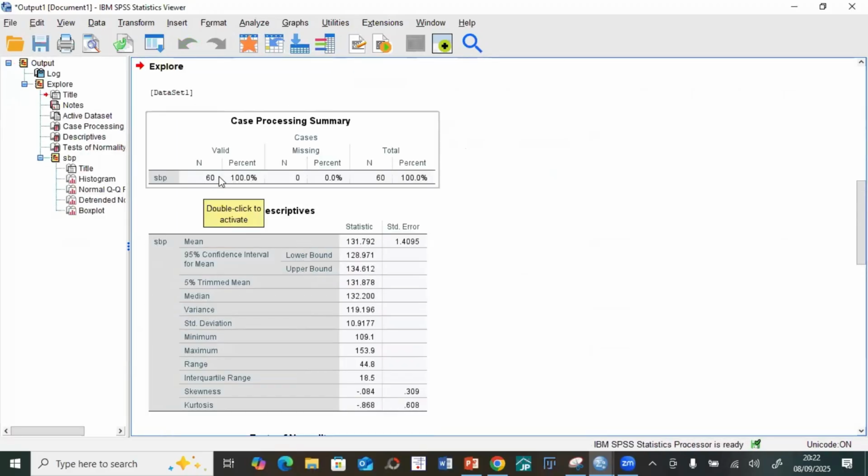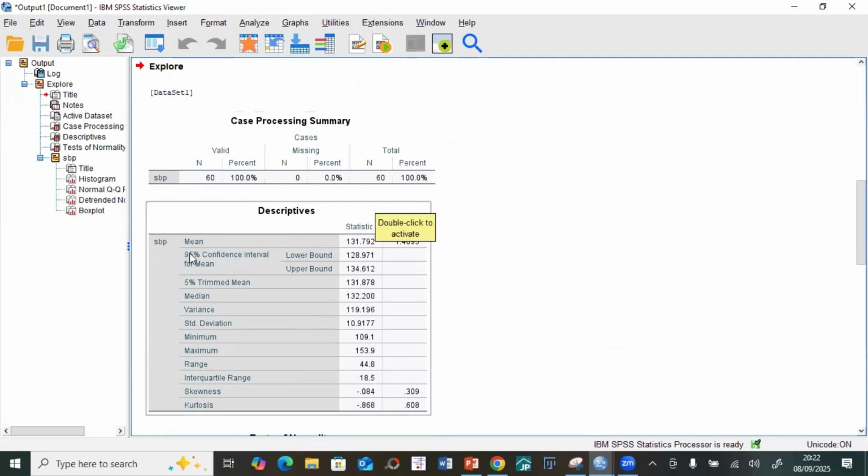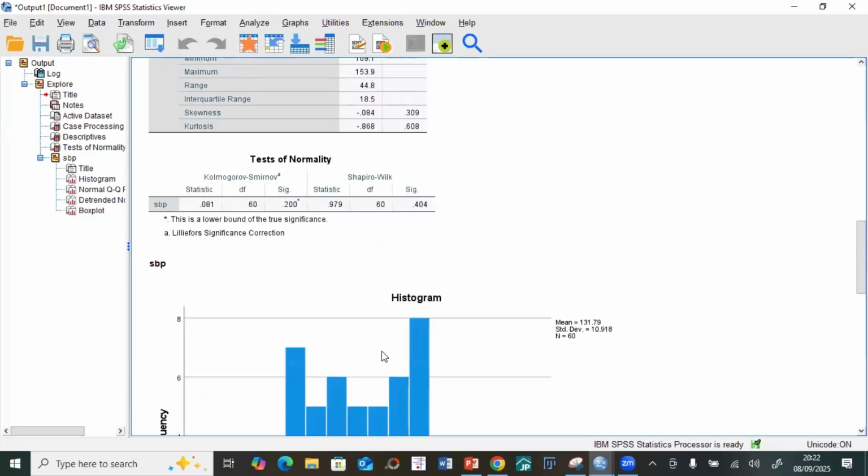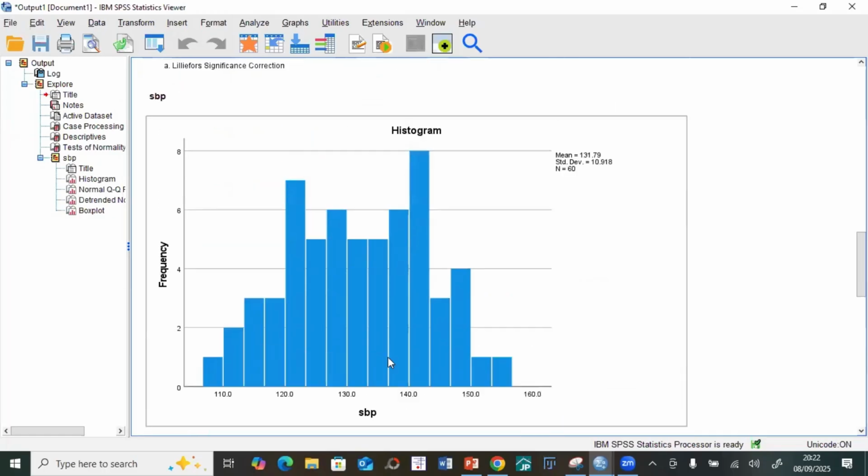We have 60 participants. The mean blood pressure for the 60 participants is 131, with a standard deviation of 10.9. The median is 132. The interquartile range is 18.5. But is this data distributed normally or not? Let's look at the histogram.